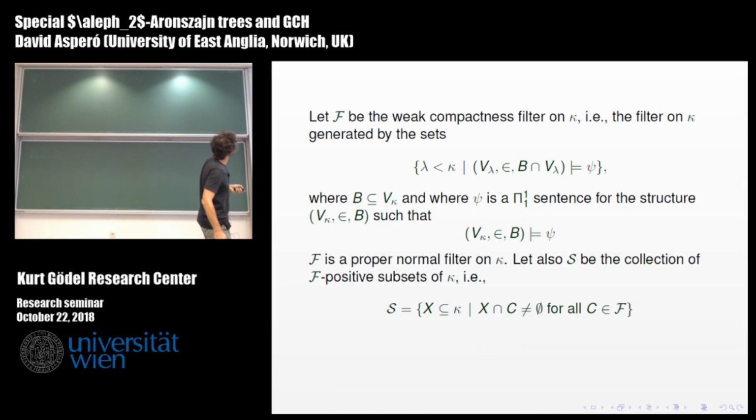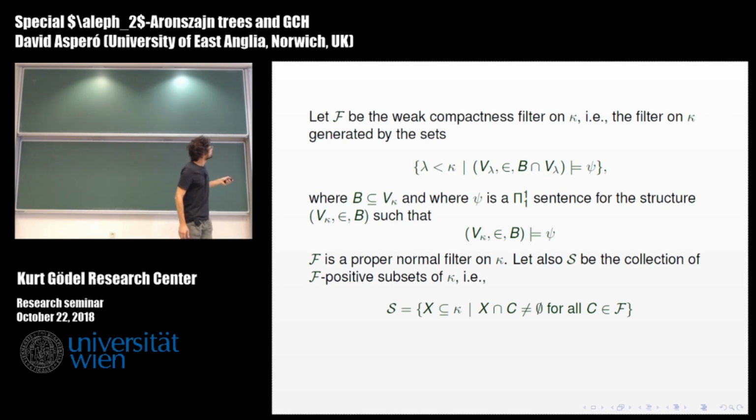All right, so let script F be the weak compactness filter on kappa. It's good that I fixed this right from the start. It is a filter on kappa generated by the sets of this form: you fix a Pi^1_1 sentence psi that holds in V kappa with some parameter B, a subset of V kappa, and then look at the set of all lambda such that psi reflects to V lambda. So F is a proper normal filter on kappa, which is equivalent to kappa being weakly compact.